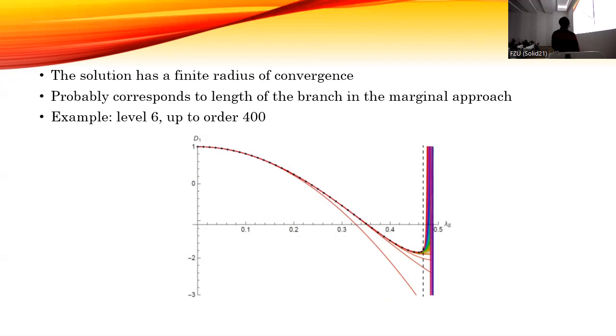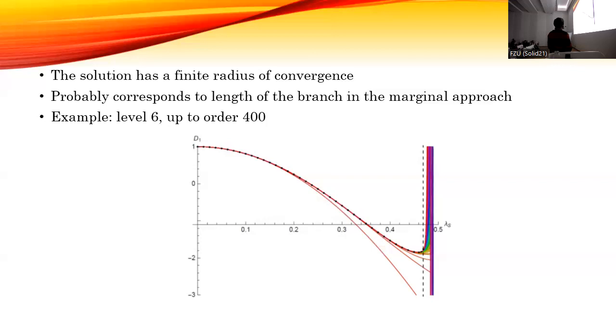So the perturbative solution has only a finite radius of convergence, which probably corresponds to the length of the branch in the marginal approach, which I will talk about in a few more slides. In this case, I have computed two solutions up to order 400 at low level, and I compare gradual approximations of the solutions with the exact solution, which are given by the points here, and this is the length of the marginal branch. So up to here, you can see that we can approximate the marginal solutions very well.